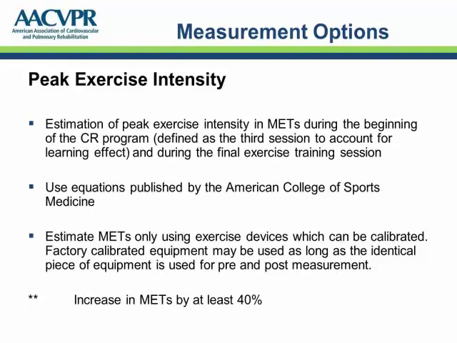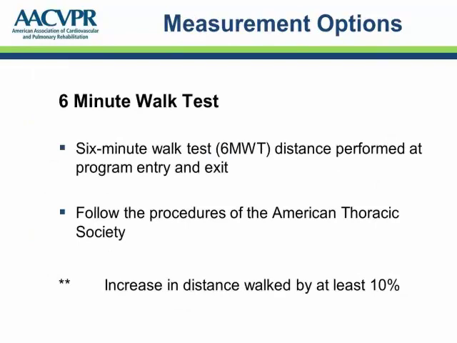And the third and final option for measuring functional capacity is the 6-minute walk test. Again, this would be completed at the start and again at program completion. The program must use a standardized testing procedure as published by the American Thoracic Society. And to meet this performance measure, a 10% increase in walk distance would be measured.